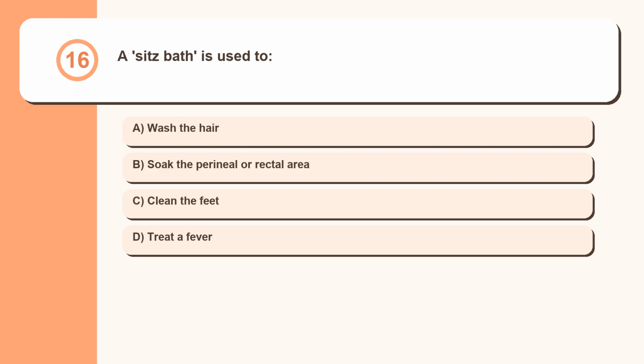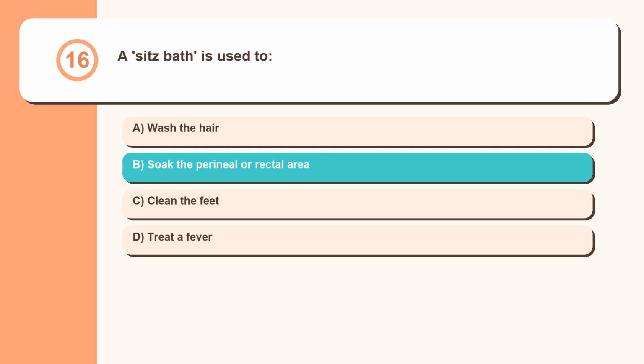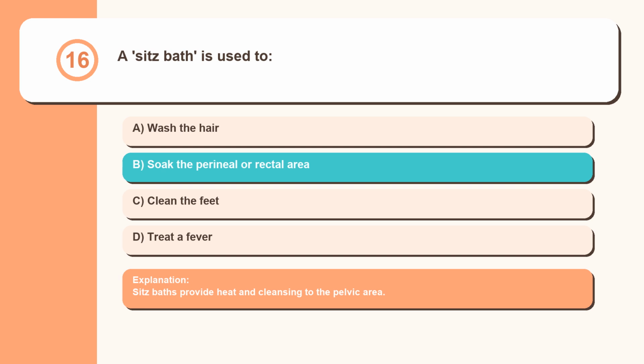Question 16. A sitz bath is used to wash the hair, soak the perineal or rectal area, clean the feet, treat a fever. Sitz baths provide heat and cleansing to the pelvic area.